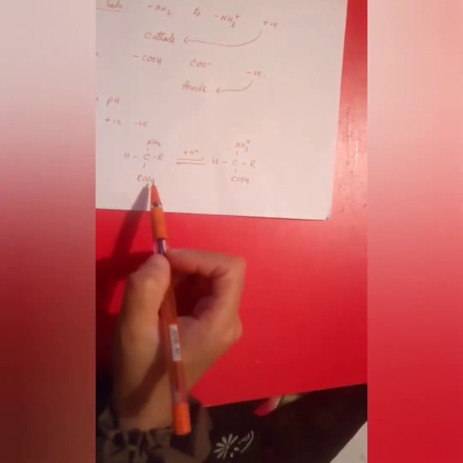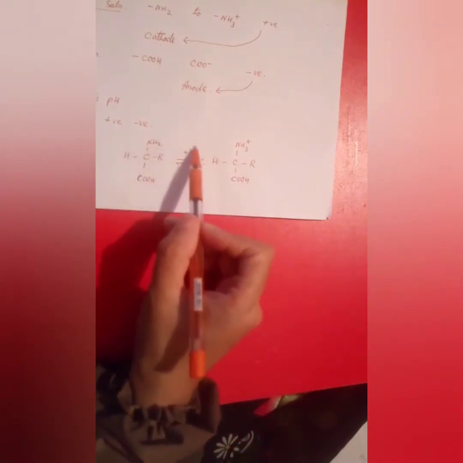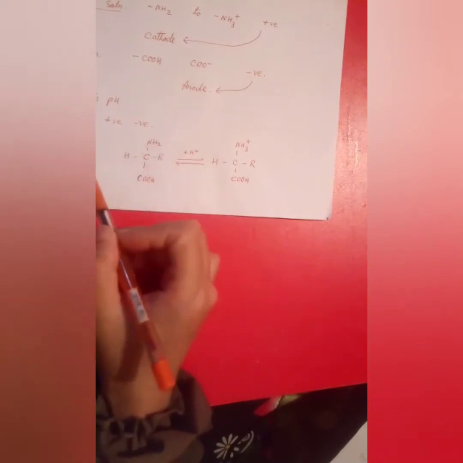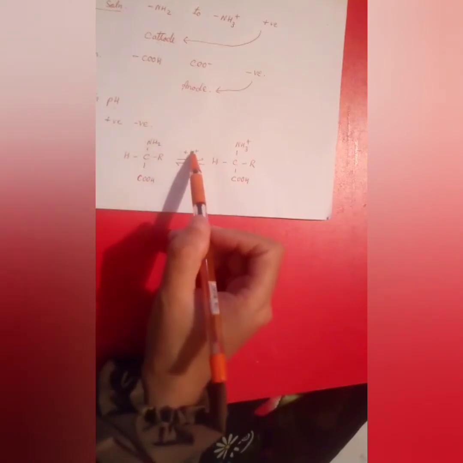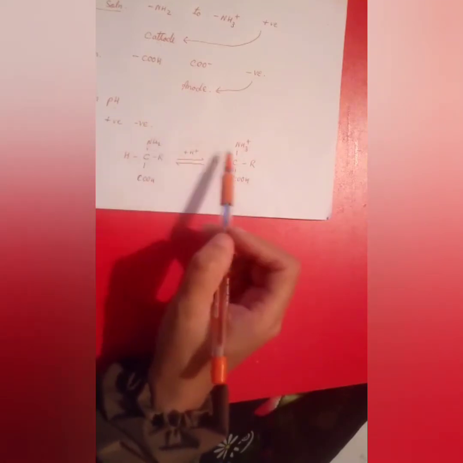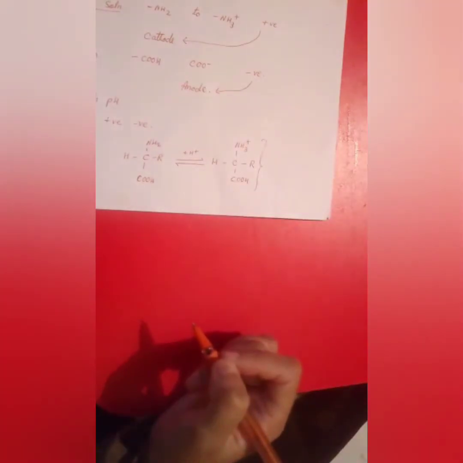You see, this one does not go and bind there. Because this is acidic pH, the extra proton will come from the acidic pH. It will come and bind to the amino group. So that is why the whole amino acid becomes positively charged.